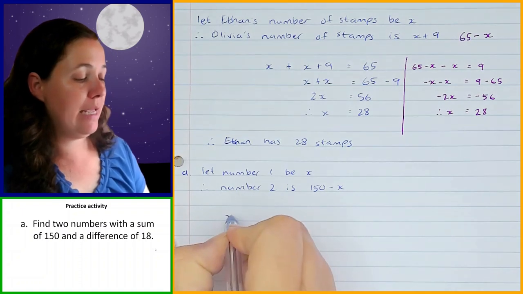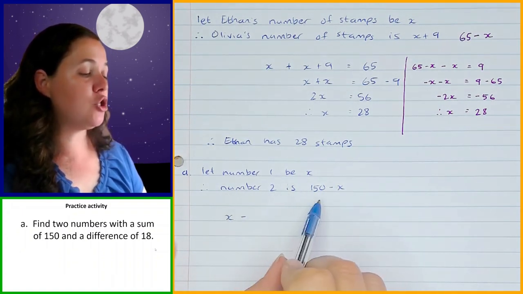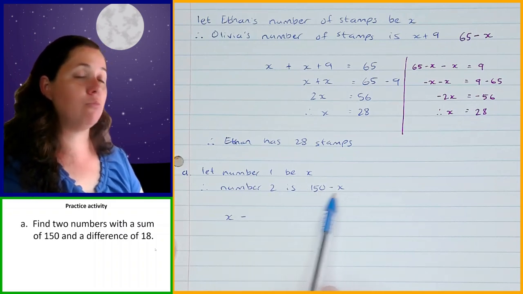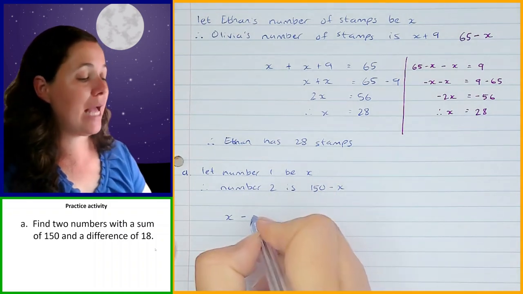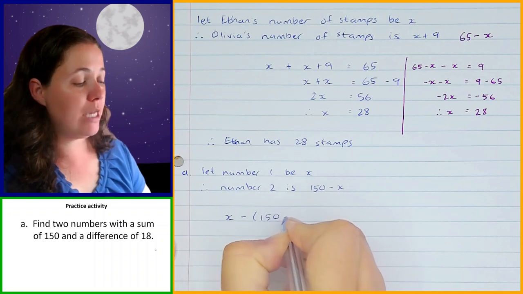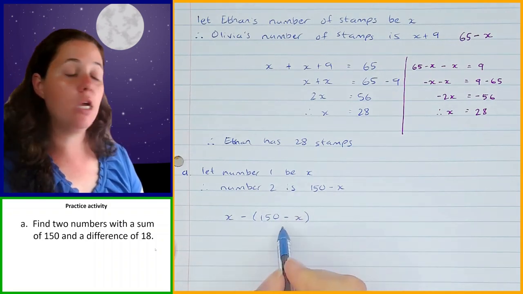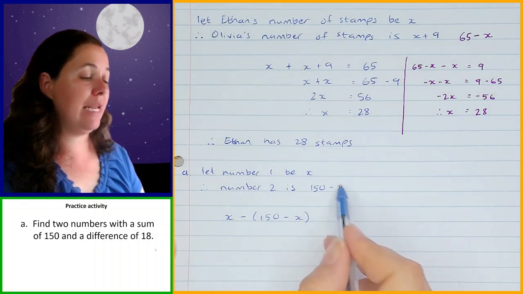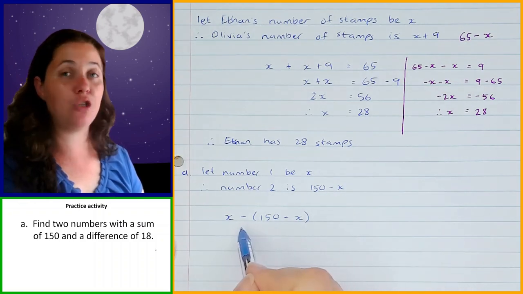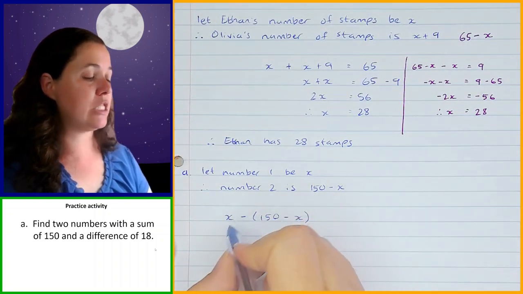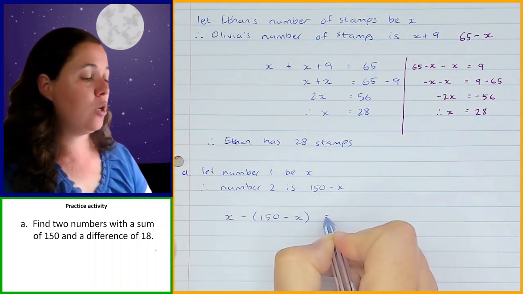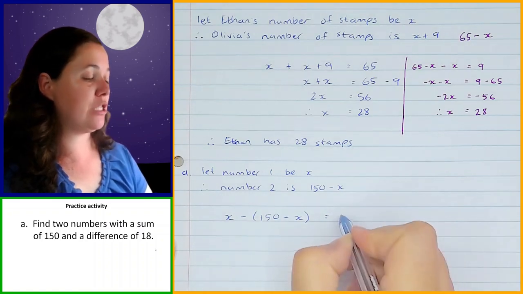And that is going to be x minus. Now number 2, you need to be careful. Anytime you're subtracting something that has more than one term like this, you have to put it in brackets. Otherwise, you're not going to end up subtracting the whole thing. You're only going to end up subtracting the 150. And then the negative x isn't going to be affected by the fact that you're supposed to be subtracting it. Okay, so it's x minus (150 minus x) equals the difference between the two, which is 18.